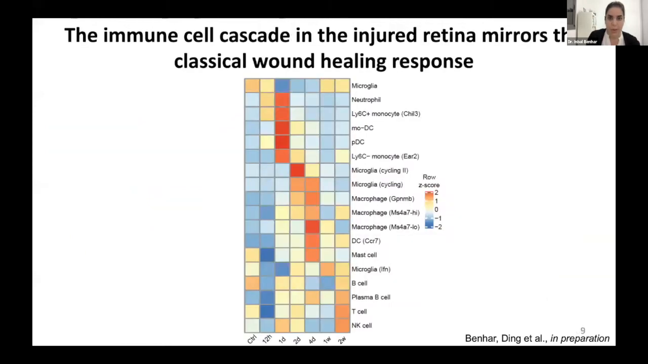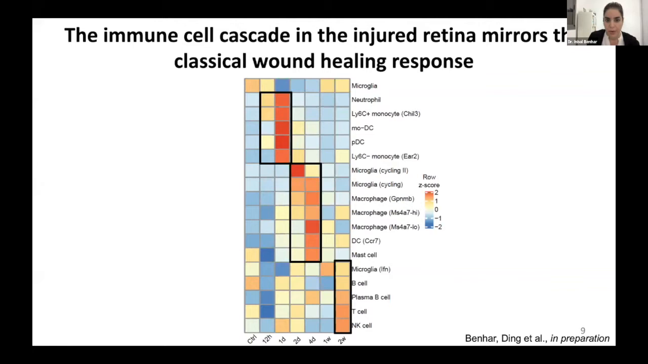Now we will focus on this immune response, and when we order the immune cells in our data based on their maximal frequency throughout the time course, we end up with a cascade that is very much reminiscent of the wound healing cascade seen in other parts of the body. We have early infiltration of neutrophils and monocytes, followed in the intermediate time points by the expansion of macrophages, and in our case, in the CNS, also proliferation of microglia, resident macrophages. At the later time points, we have expansion of adaptive immune cell types.